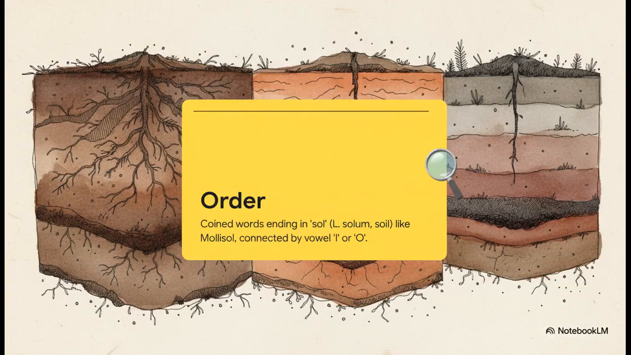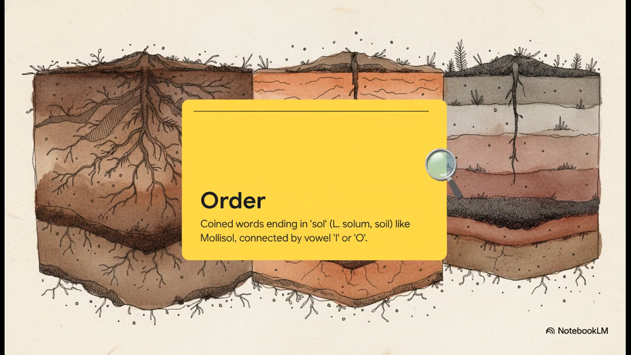Starting at the very top, the first and highest category is the order. The names of the orders are coined words that all share a common ending, sol. That actually comes from the Latin word solum, meaning soil. These names are a combo of 2 parts, a word containing a formative element, and sol, connected by the vowel I for Latin words or O for Greek words. Some examples: mollisol, alphasol, ultasol, entasol, histosol, and spodosol.